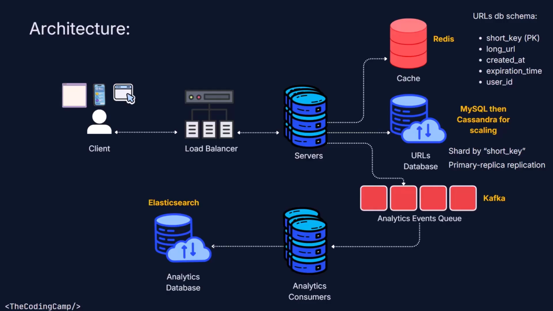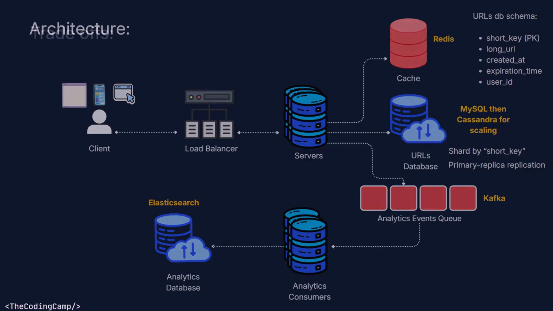What if one URL becomes viral? Good question. A viral URL can overload a single shard. Redis will absorb most of the reads, but we can also use CDN caching. This reduces origin traffic significantly.